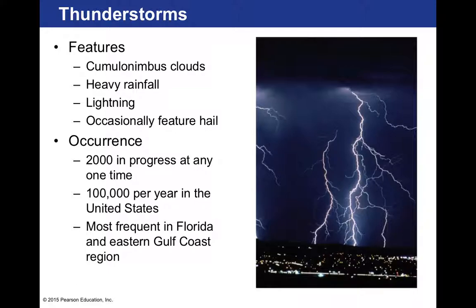So just some features for thunderstorms. They feature cumulonimbus clouds, heavy rainfall, lightning, and occasionally they feature hail. I talked about how hail is formed in a previous chapter. So at any one time, there's about 2,000 of these in progress, and we have about 100,000 of these per year in the United States, and they're most frequently occurring in Florida and the eastern Gulf Coast region.